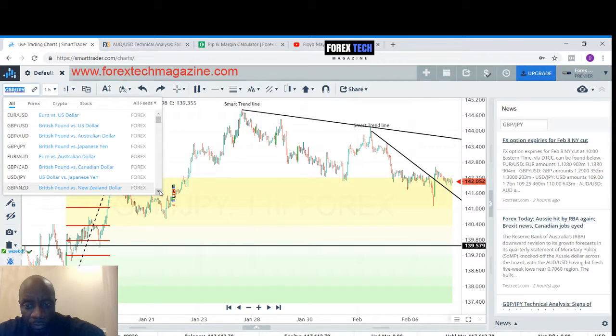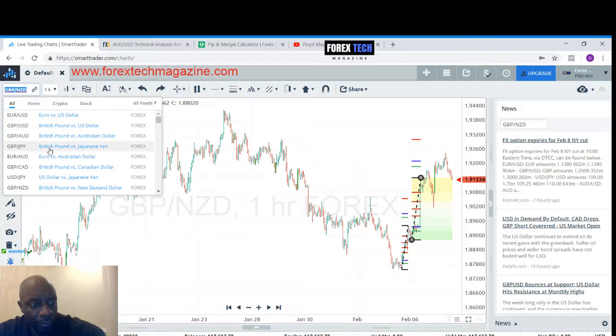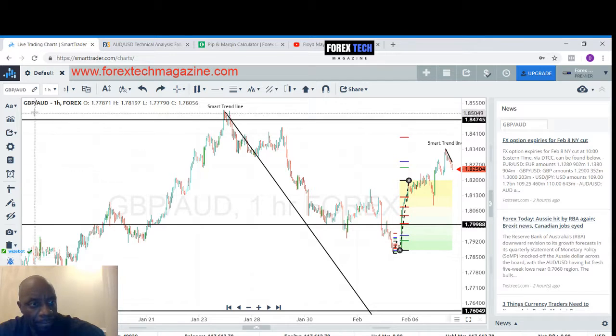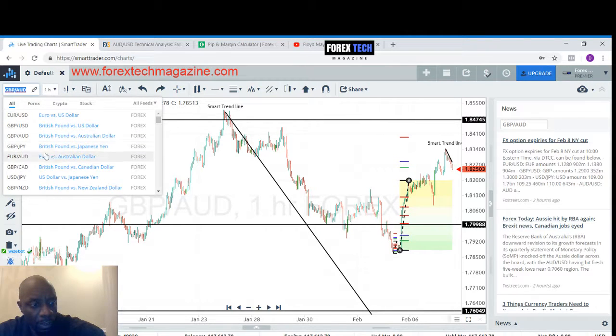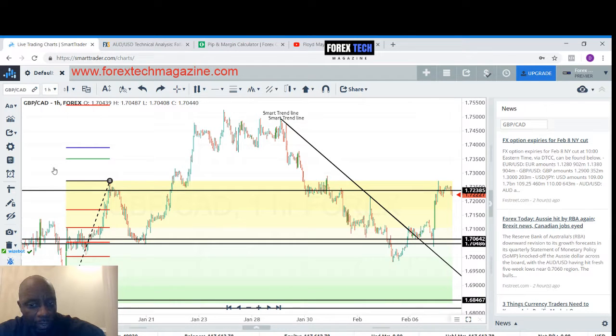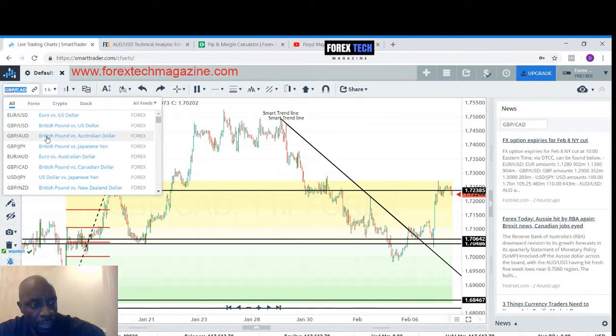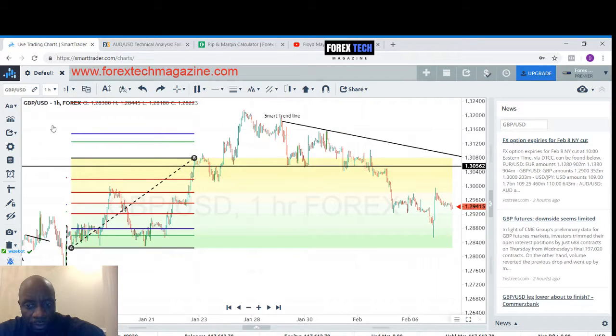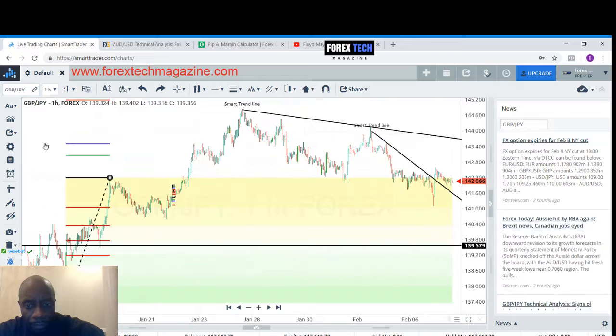But that's what it looks like. So far we've got two of them that look really good: Great Britain pound New Zealand dollar, and Great Britain pound Australian dollar. It looks like the CAD is trying to work its way into this conversation. The US dollar is moving up, but overall it's still kind of weak, but it's trying. And Great Britain pound Japanese yen looks pretty anemic as well, but it's trying to do something.